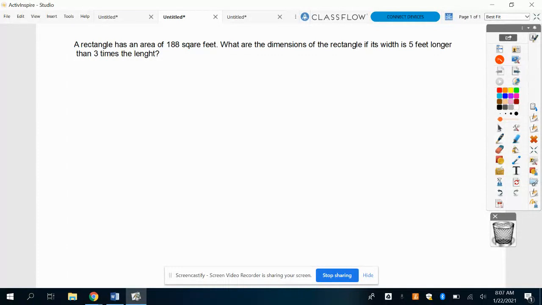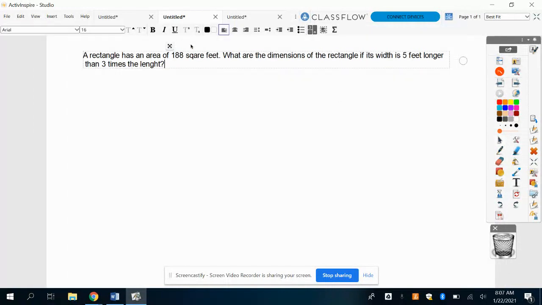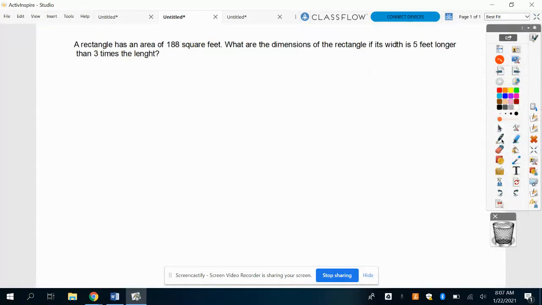But this time we have a rectangle with an area of 188 square feet. There's a typo there. Sorry. That's supposed to say square feet. I'll fix that. There we go. All right, so rectangle with an area of 188 square feet. And we're going to find the dimensions of the rectangle. The width is 5 feet longer than 3 times the length.